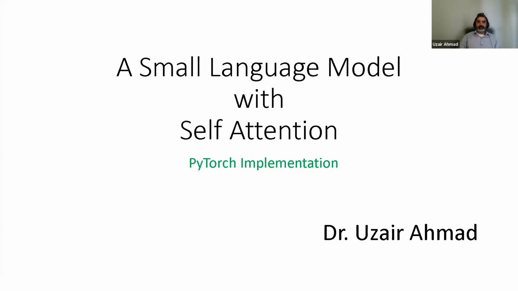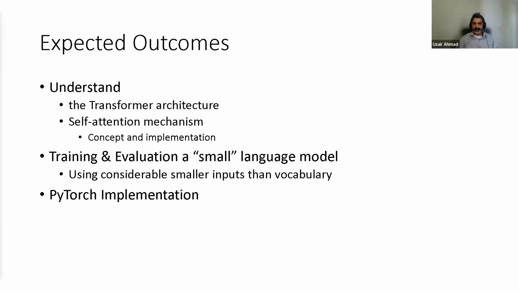So today we are going to build a small language model with self-attention, and in parallel we'll be looking at the Python, PyTorch implementation. And let's start. By the end of this discussion, I will be able to explain the basic architecture of the transformer, what the self-attention mechanism is, and not only the concept, but its implementation in PyTorch. We'll be working with a small data set to train and evaluate. And let's jump right in.